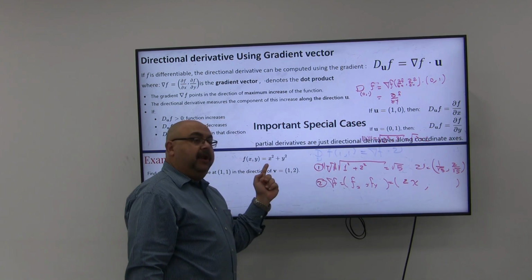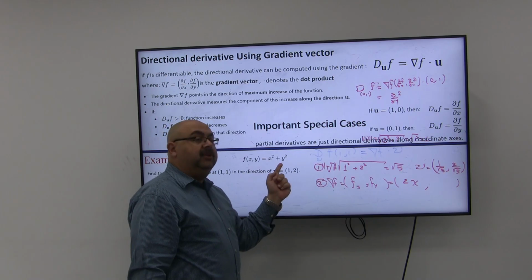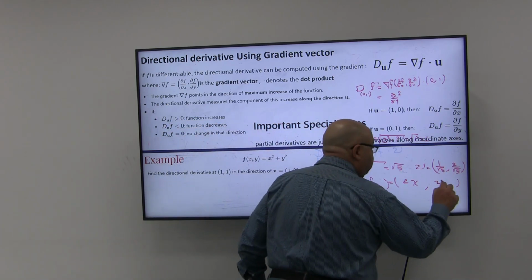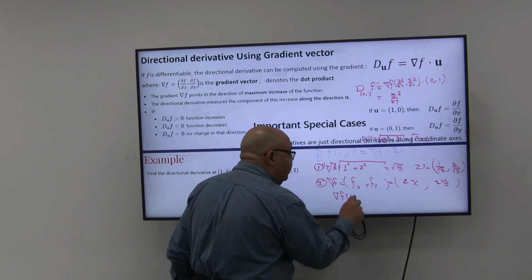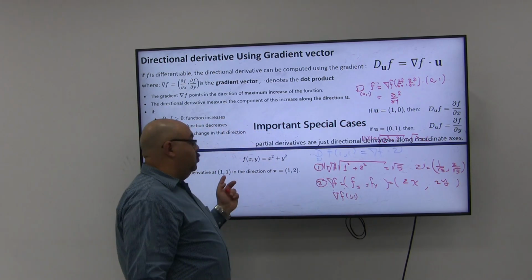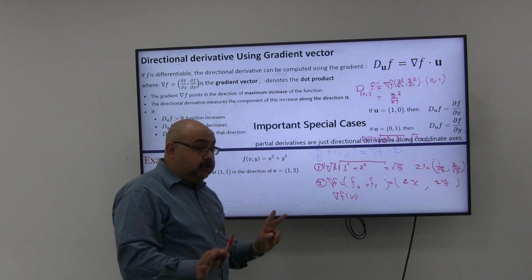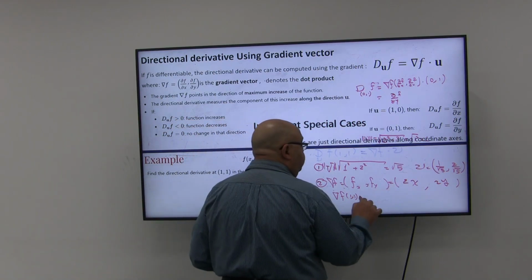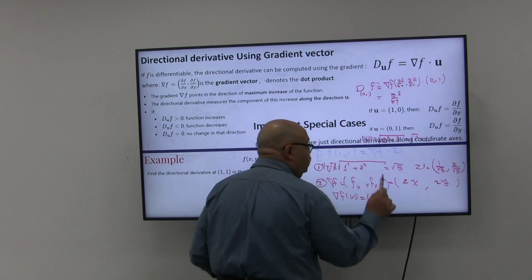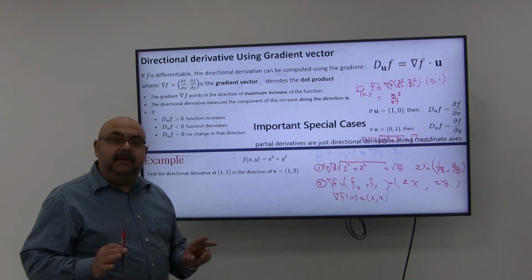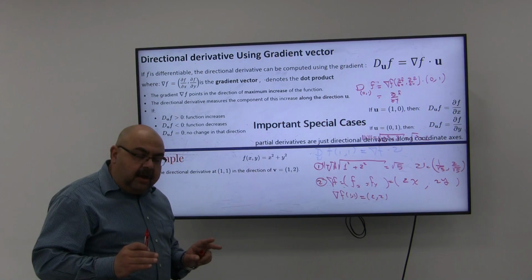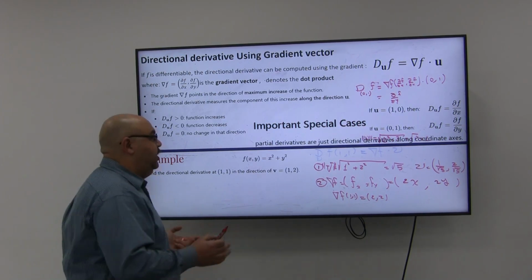So the first component is 0. The second component is 2y. Really very simple. Now get the gradient vector of f at the point (1, 1). So all I have to do is substitute, which is going to give you (2, 2). Any problem?